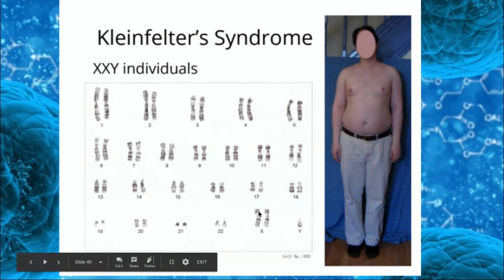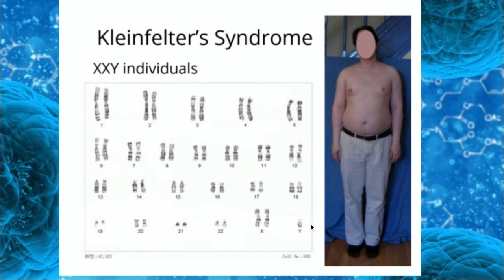And so we can have non-disjunction with these. In this case, we had an XXY individual. This came about because of non-disjunction of either the XY or the X chromosomes. In this case, the person will be sterile. They will be a male, but they will have things like budding breasts and different physical symptoms that might lead them to be mistaken for a female.